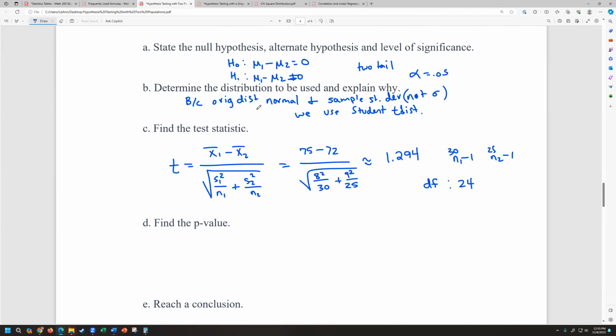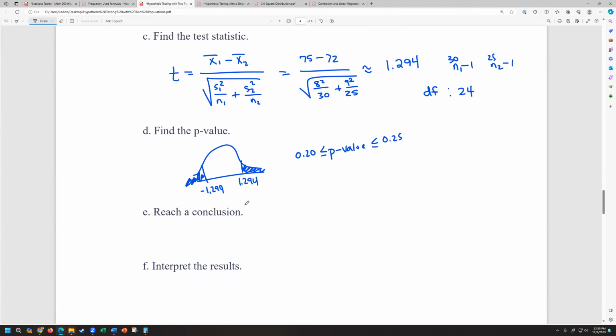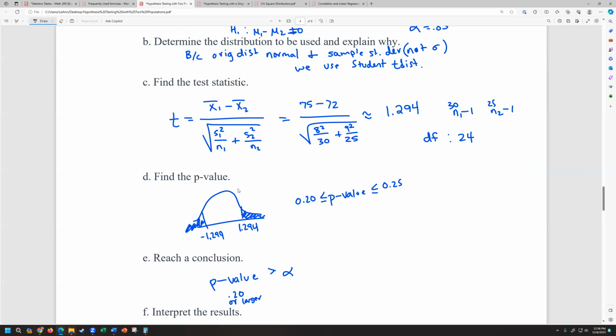So my p-value, if I draw my picture, it's always nice to see it. Because remember, this is a two-tailed test. So we're actually doing 1.294 and negative 1.294. And we're looking at the area in both of those tails. And the p-value tells us the approximate area in those tails. It's somewhere between a shaded percentage of 20% up to 25%. Okay. And since my p-value at its lowest, which would be 0.2 or larger, is greater than my alpha, which was 0.05, we cannot reject the null.